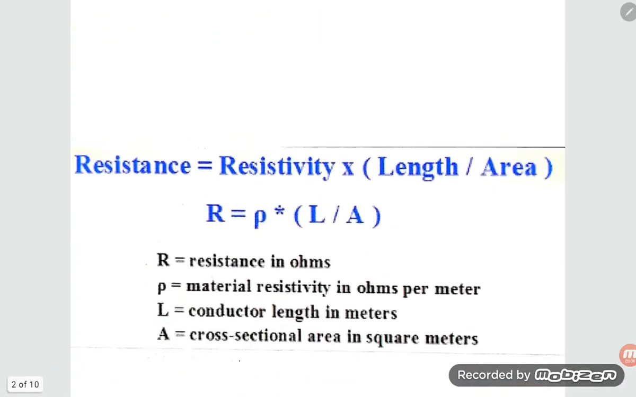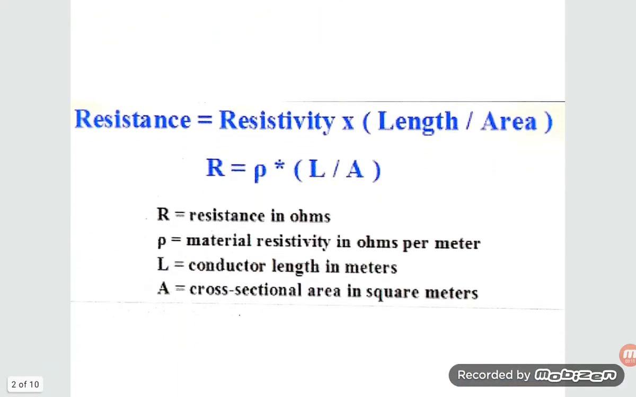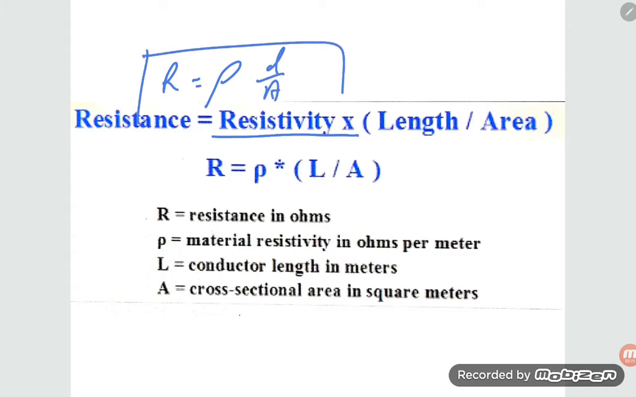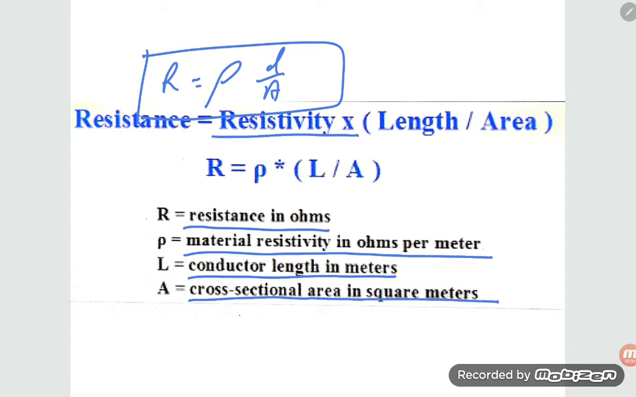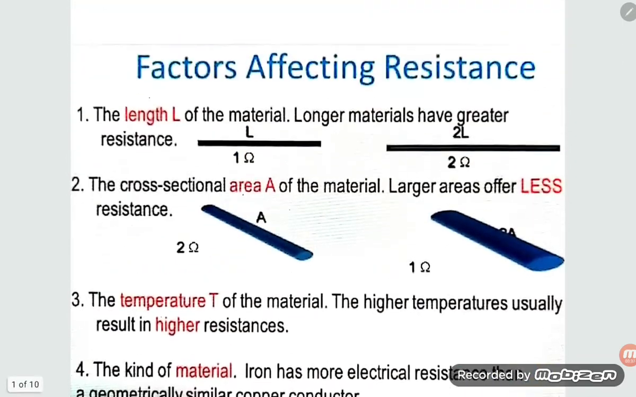Now let us go, students. Resistance is equal to resistivity into L by A, that is R is equal to rho L by A. This is the concept of resistance, where R is resistance in ohm, rho is the material resistivity in ohm meter, L is the conductor length in meter, and A is the cross section area in square meter. So this was the point.